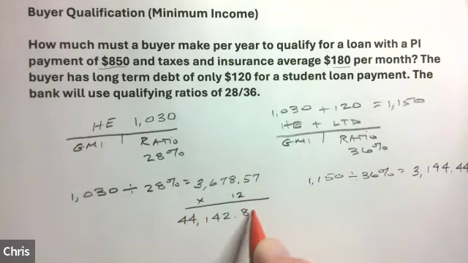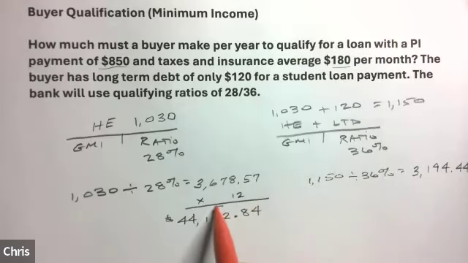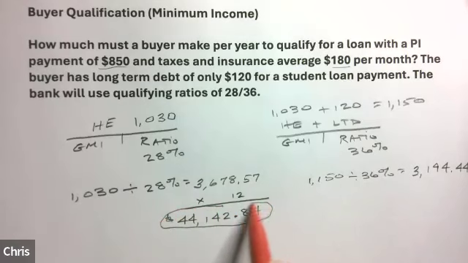44,142.84. And depending on whether there was a rounding issue there, we may be off by a little bit, but also on the test, they may just simply round it to a whole number or something to that effect. So the answer to this question is 44,142 is the minimum income he must make to qualify for the home that has a monthly PITI payment of $1,030.